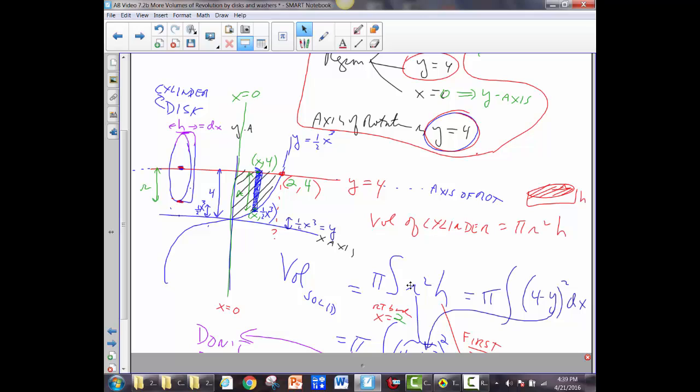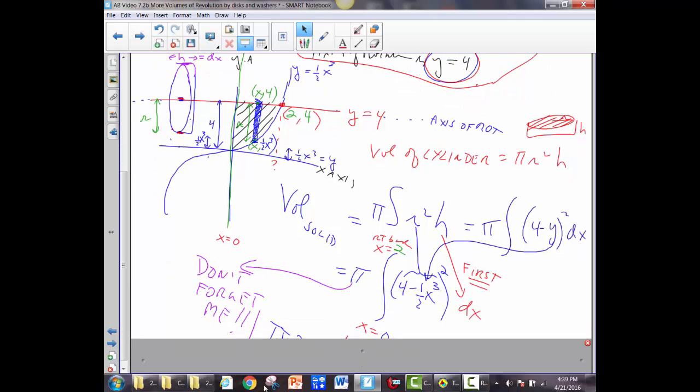So it's going to be pi r squared h. My h is dx, therefore my limits of integration have to be in terms of x, which is left border, x equals 0, to right border, which is x equals 2.